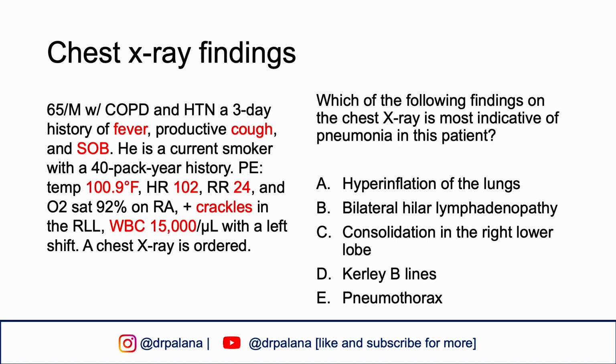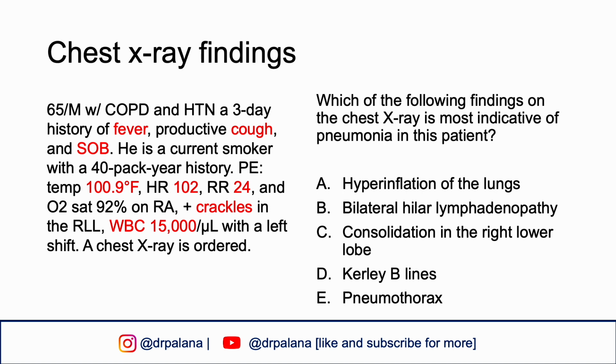This patient's presentation is consistent with community-acquired pneumonia, particularly given his symptoms of fever, productive cough, and shortness of breath, along with physical examination findings of crackles in the right lower lobe and laboratory evidence of leukocytosis with a left shift. The chest X-ray finding most indicative of pneumonia is consolidation, which refers to the filling of alveoli with fluid, pus, blood, cells, or other substances, resulting in an area of increased opacity on X-ray. In this case, consolidation in the right lower lobe correlates with the clinical findings and supports the diagnosis of pneumonia.